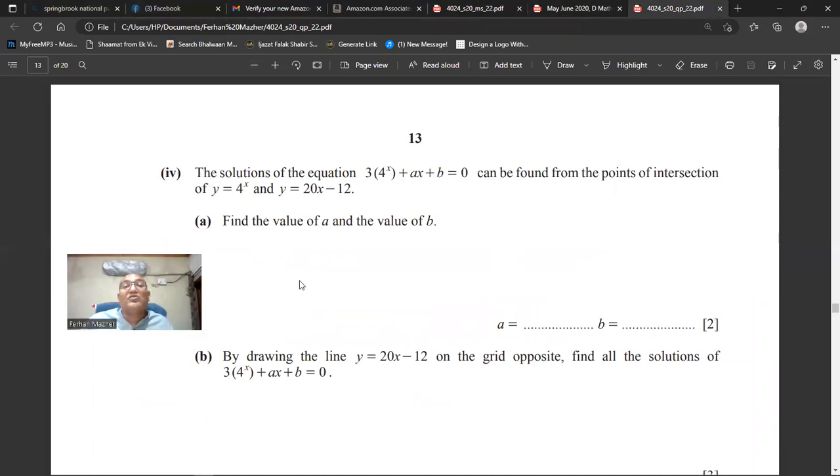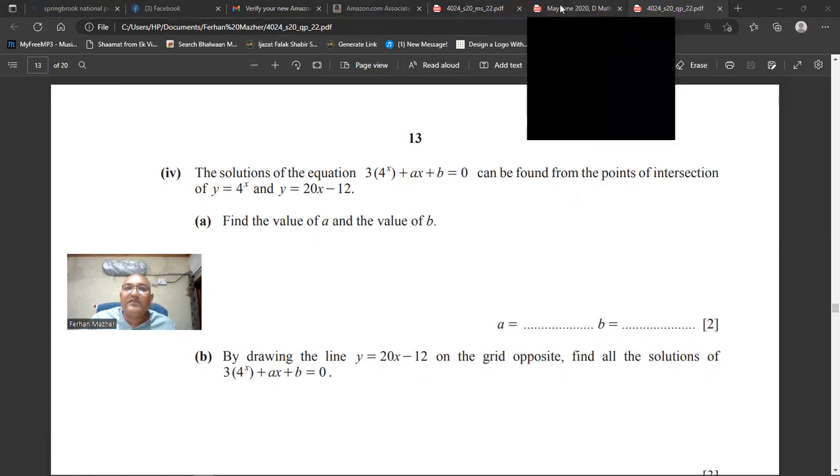Then their question is: the solution of the equation 3 into 4 raised to power x plus ax plus b equals 0 can be found from the point of intersection of y equals 4 raised to power x and y equals 20x minus 12. Find the values of a and b, because that point is the intersection of this curve and this line. So make their equations equal to each other. We will write 4 raised to power x equals 20x minus 12.